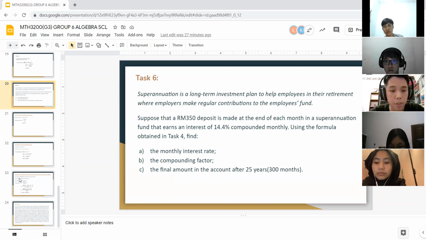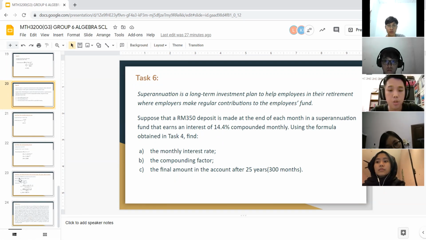Okay, next. So for task 6, suppose that a 315 ringgit deposit is made at the end of each month in a superannuation fund that earns an interest of 14.4% compounded monthly. Using the formula obtained in task 4, find the money interest rate, compounding factor, and also the final amount after 25 years.